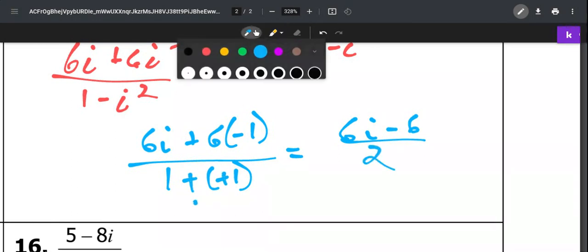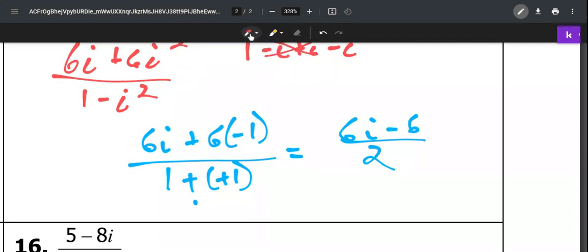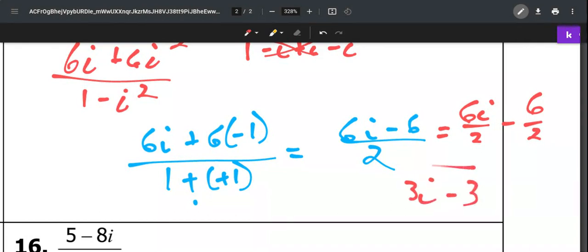Now, here's another situation. This is technically two separate fractions broken up. This actually would look like this. It would actually look like 6i over 2 minus 6 over 2. So we can divide both of those and get 3i minus 3.